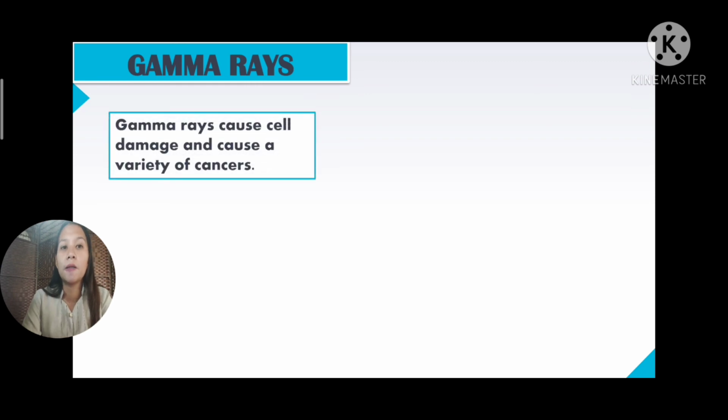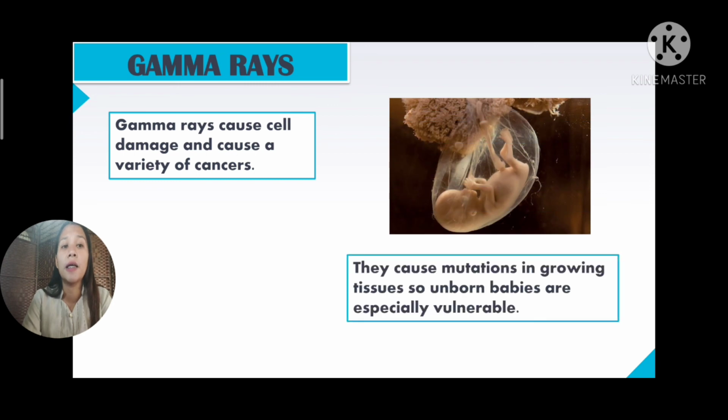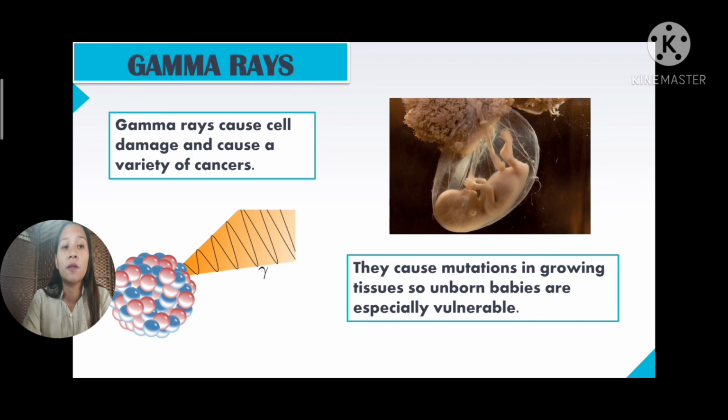Gamma rays can cause cell damage and can cause a variety of cancers. And also they can cause mutation in growing tissue. So unborn babies are especially vulnerable.